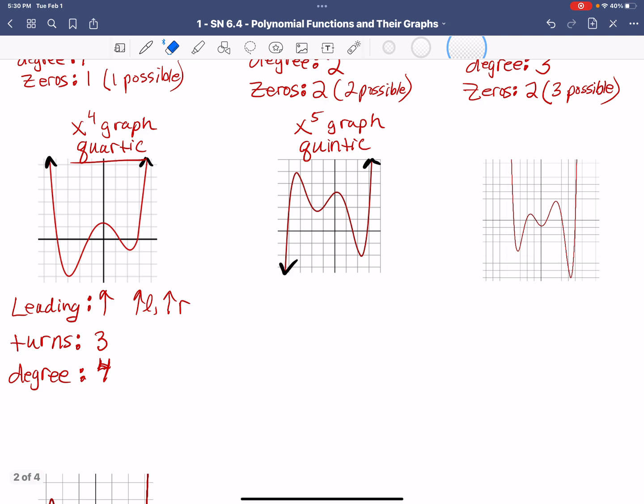And then zeros, how many times does this thing cross the x-axis? It crosses 1, 2, 3, 4 times. So this has 4 zeros. And because it has a degree 4, it only had 4 possible.